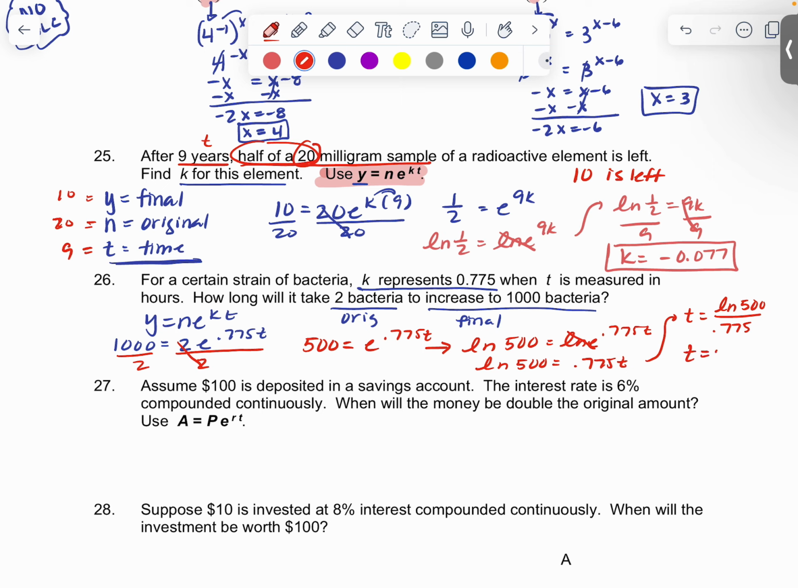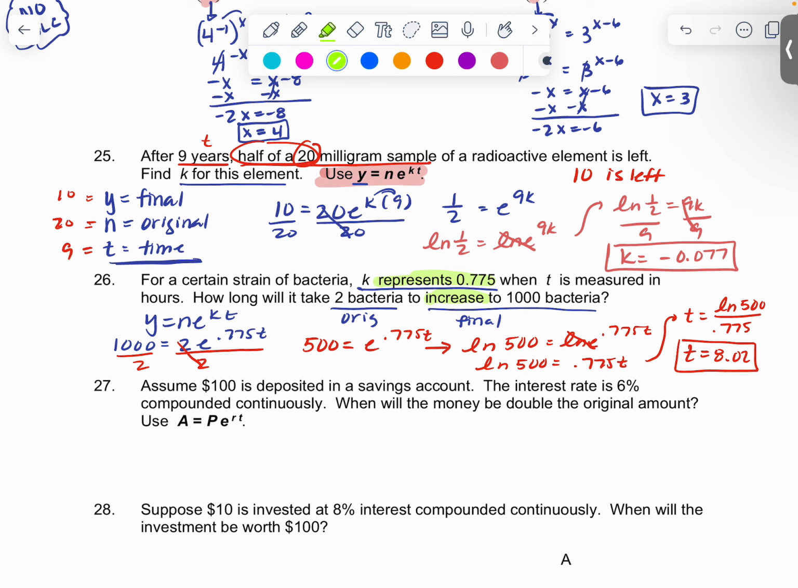So the time is 8.02 hours. Okay. I apologize. I kept saying the K should be positive. I'm not even solving for K, but you guys notice the K was positive because it was increasing. Ignore me, I'm tired, but we're good.